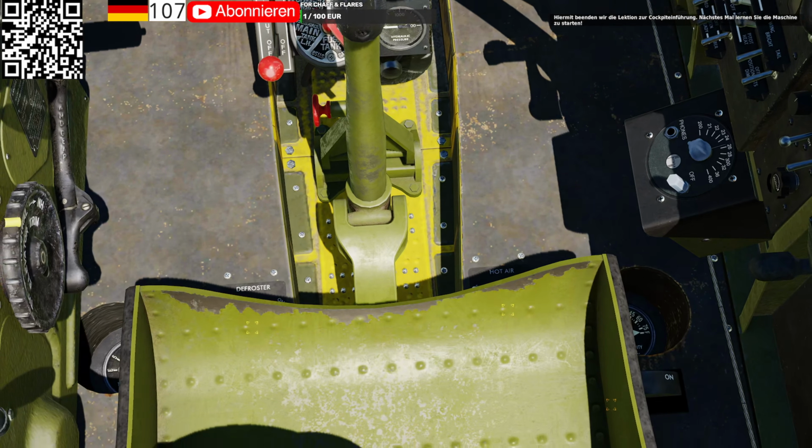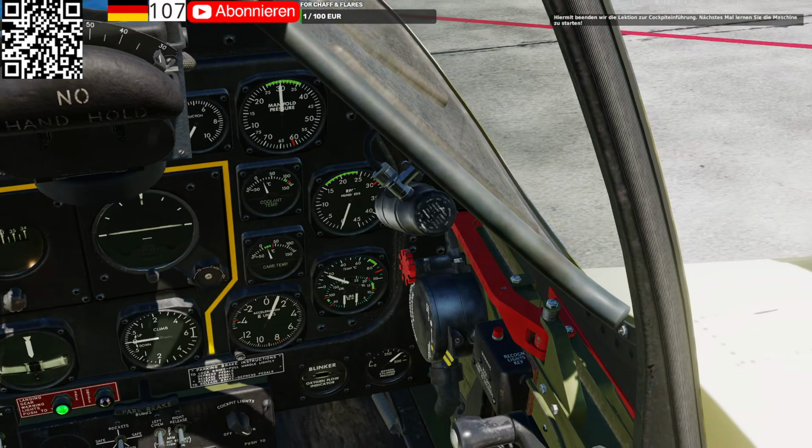This concludes the cockpit overview lesson. Next time, we'll learn how to start her up.